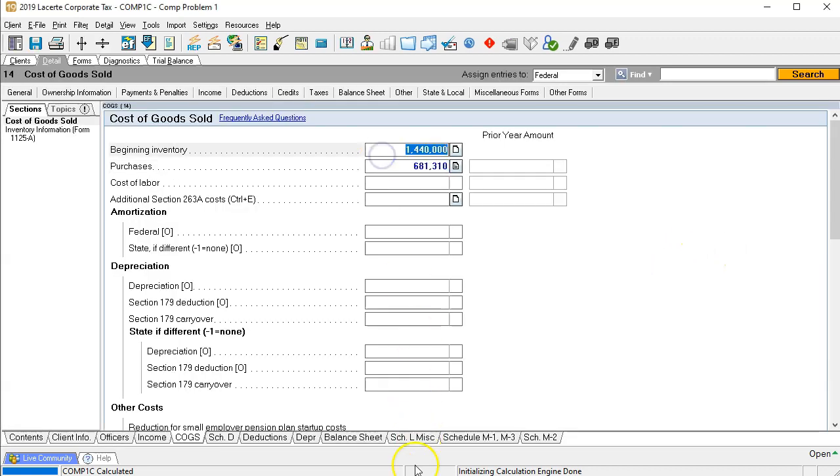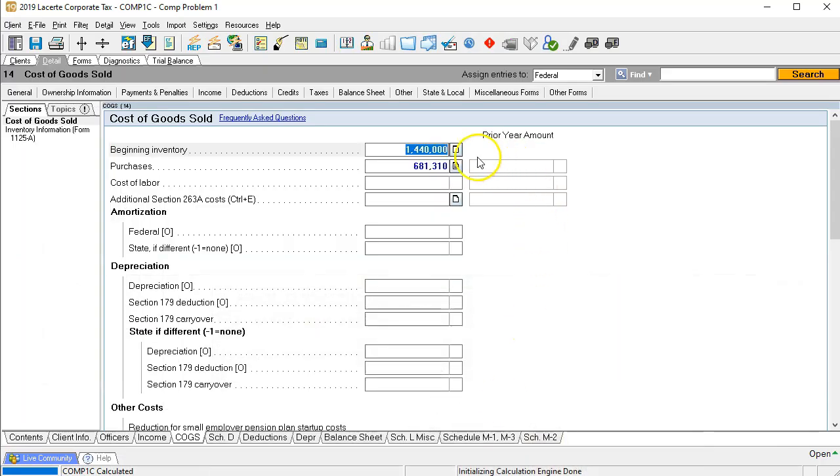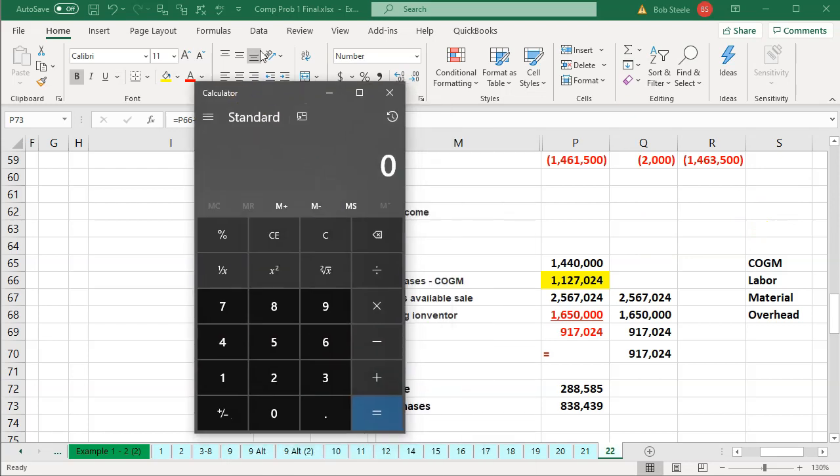So let's adjust the beginning inventory. The beginning inventory is going to be this 1440000. So that's correct. Purchases, we're going to say, is purchases including the cost of goods manufactured, and we're just going to be breaking out that between these two portions. Purchases then being the 838439.